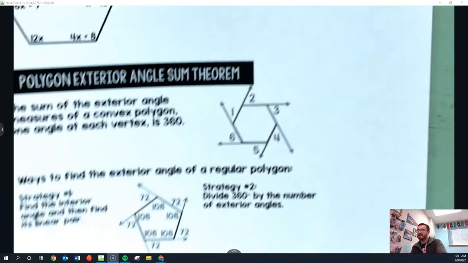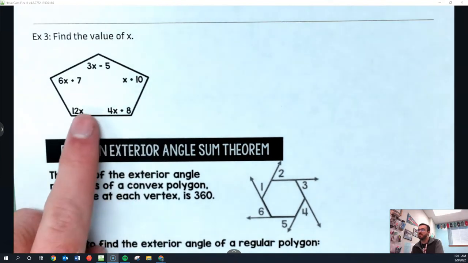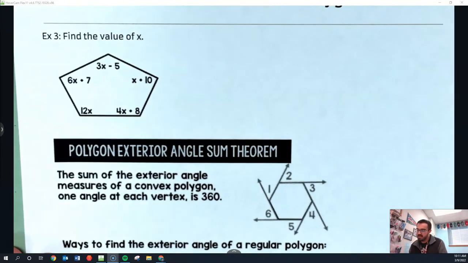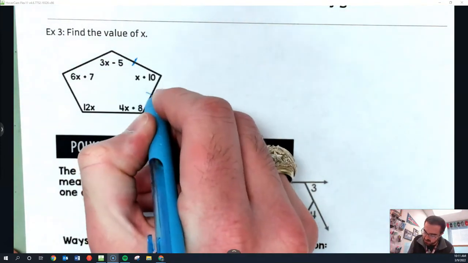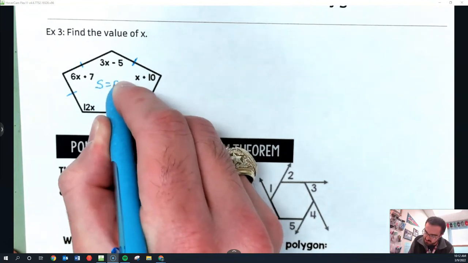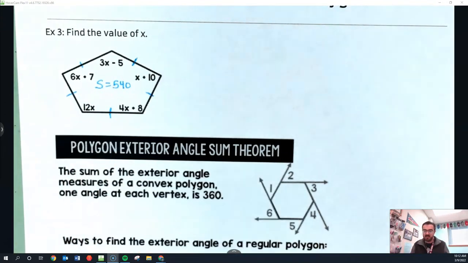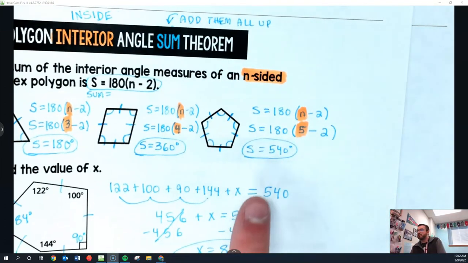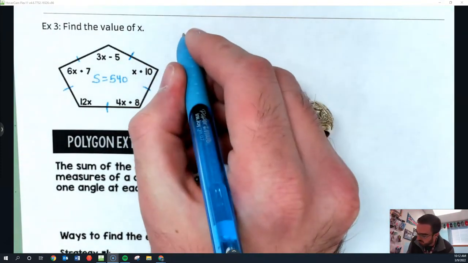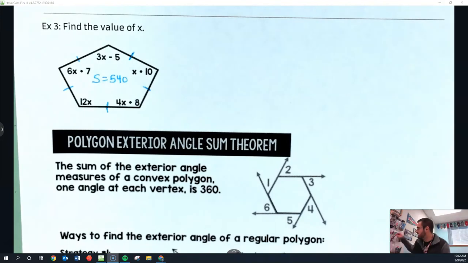We're still doing interior angles. It says find the value of x. Okay, I'm going to add all these up. This is a pentagon, right? There's five sides. So if you remember from last time, the sum of a pentagon is 540. We talked about that. So we're going to add up all these to 540. Let's see what we get.